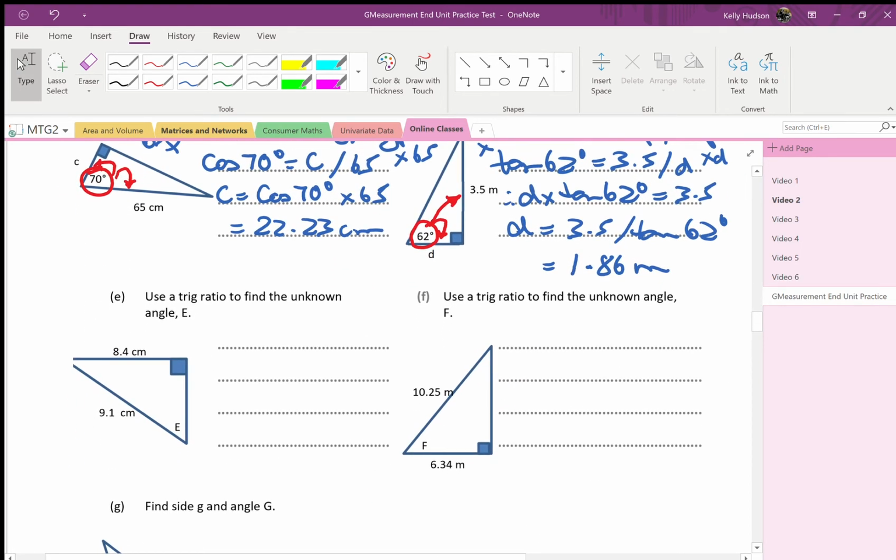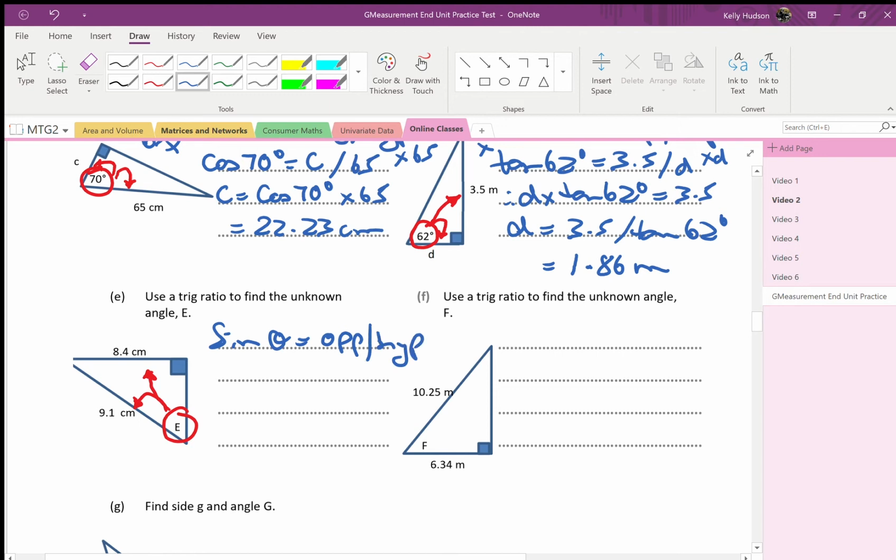Alright, for the next one, it says use the ratio to find the unknown angle. So we've got to work out what our unknown angle is going to be. So we've got our unknown angle is going to be our E down the bottom here. So this is where we work backwards and we use the inverse of our sine or cos or tan function. So I've got my opposite side and I've got my hypotenuse side. So this one is going to be equal to sine theta, opposite over hypotenuse.